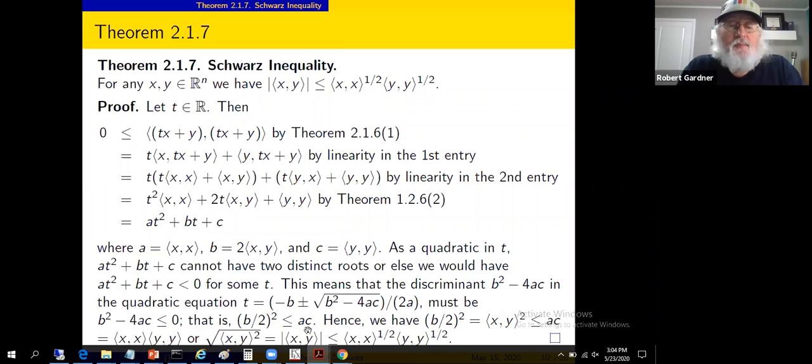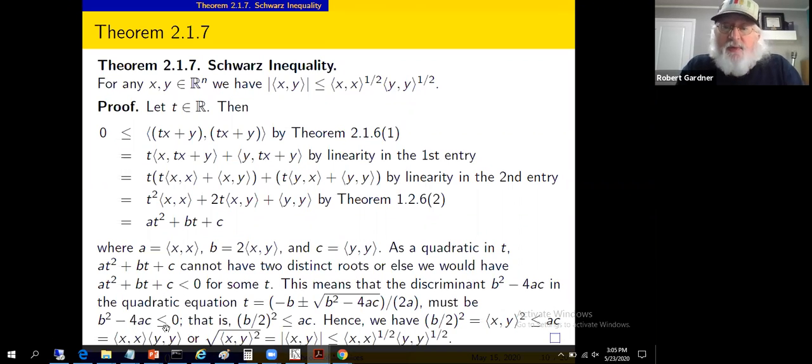Let's get back up to the inner product stuff. b was twice the inner product of x and y. So b over 2 is the inner product of x and y. So we get the inner product of x and y, squared, is less than or equal to ac. a was the inner product of x with itself. c was the inner product of y with itself. We get that on the right-hand side. So we've got the inner product of x with y squared, less than or equal to the inner product of x with itself times the inner product of y with itself.